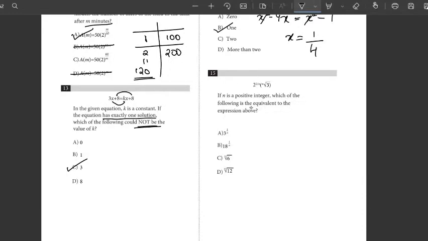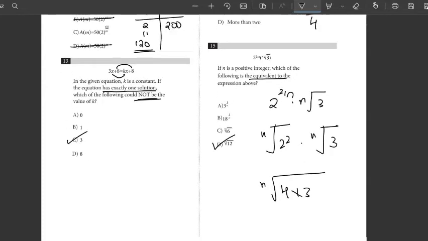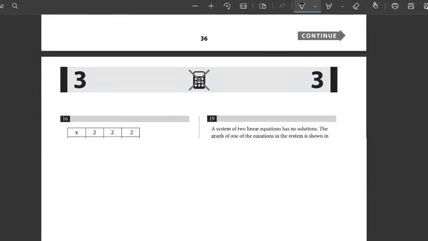15 is equivalent. Okay, let's see. 2 raised to 2 by n, and this would be the nth root of 2 squared times 3, which is equal to the nth root of 4 into 3, which is 2 squared, which is equal to this. So 15 is D. Now let's move on to the grid-in questions.